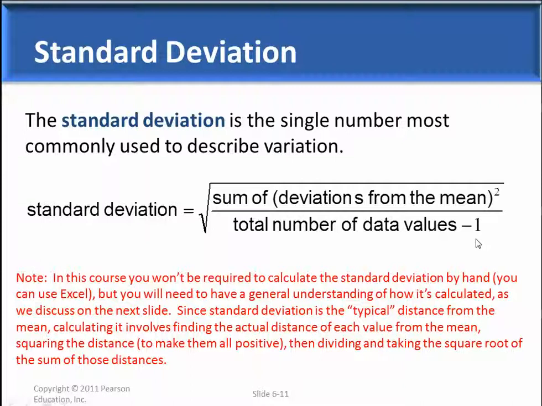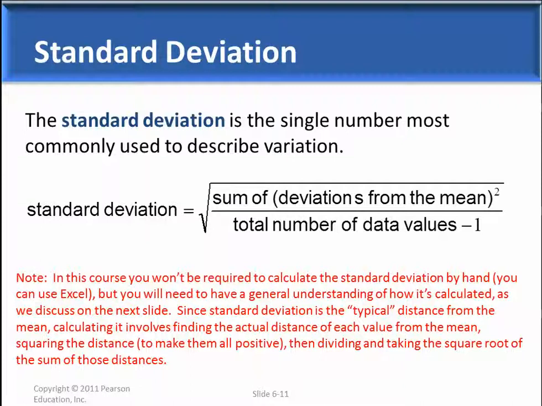And for the purposes in this course, we're not going to worry too much about why we're taking the number of data values minus 1 as opposed to looking at it more like an average and just dividing by the number of data values. But once we've summed up all those deviations, divided it by the number of data values minus 1, then we're going to take the square root to sort of counteract that squaring that we did at the beginning. So in this course, you're not going to be required to calculate the standard deviation by hand. You can use Excel, and in our course site there is a video that shows you how to do that. But you will need to have a general understanding of how it's calculated, as we discuss on the next slide.